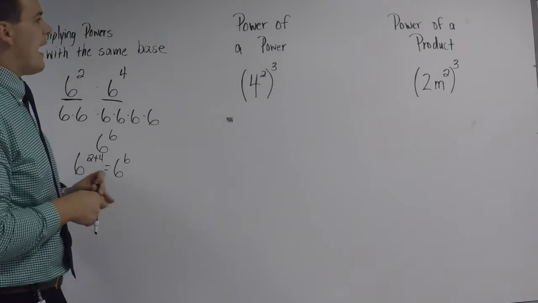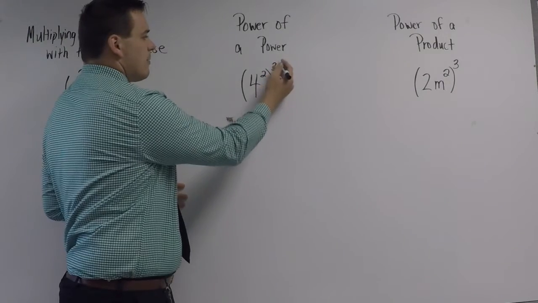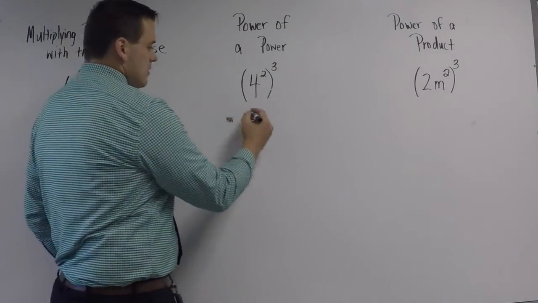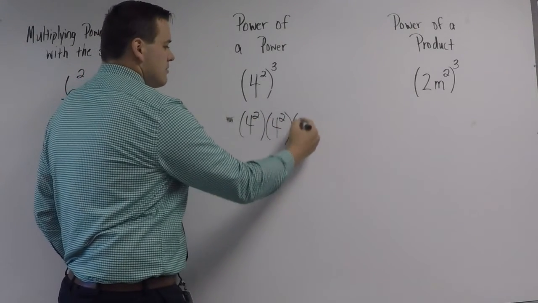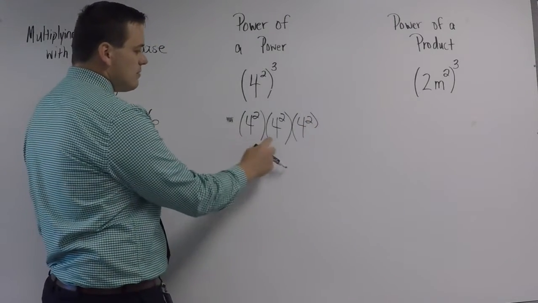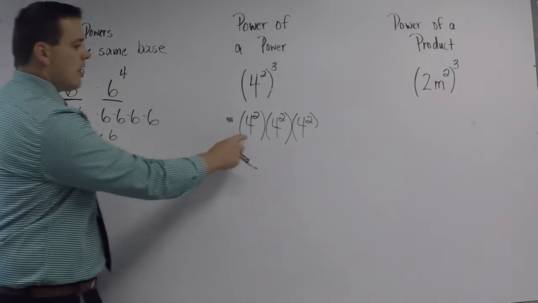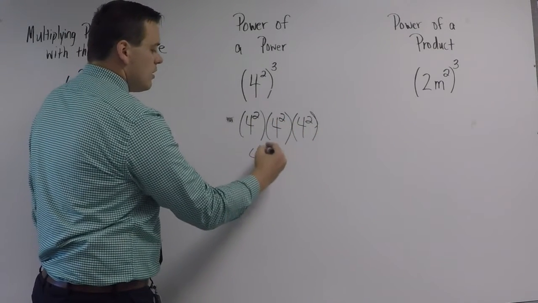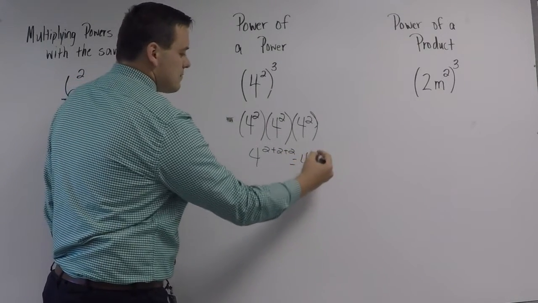Okay? Going to a power of a power. This is where we have a power, which is 4 squared, to another power, which is 3. When I write this out in expanded form, it looks like this: 4 squared times 4 squared times 4 squared. So that means that all these bases here are the same. So I can apply this rule of multiplying powers with the same base. They all have the same base. So now I can just simply add the exponents. 4 to the 2 plus 2 plus 2, which equals 4 to the 6th power.